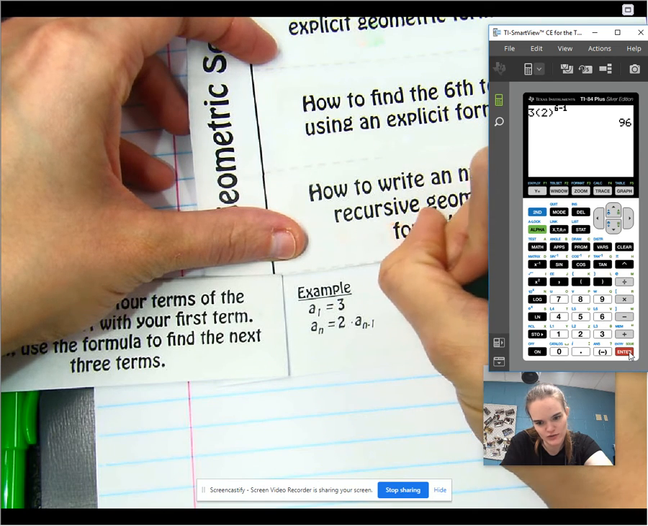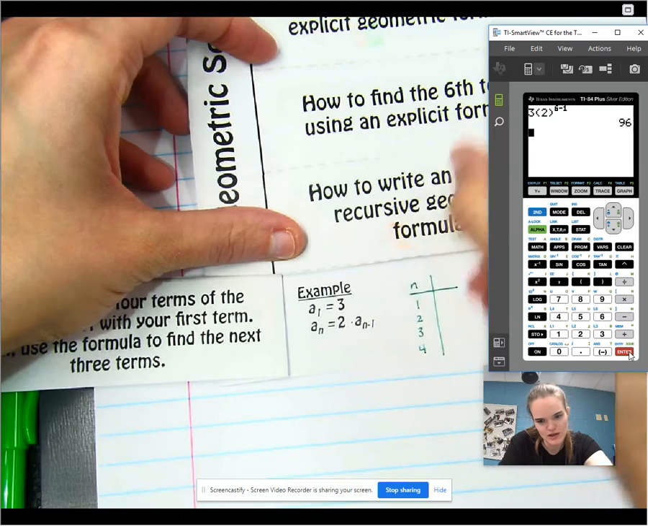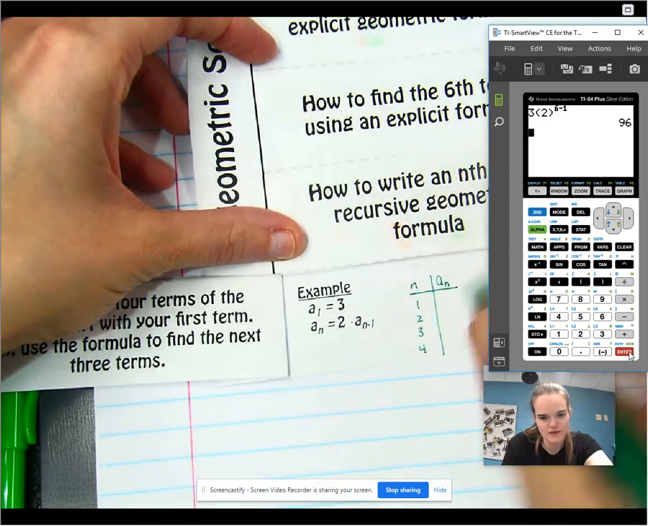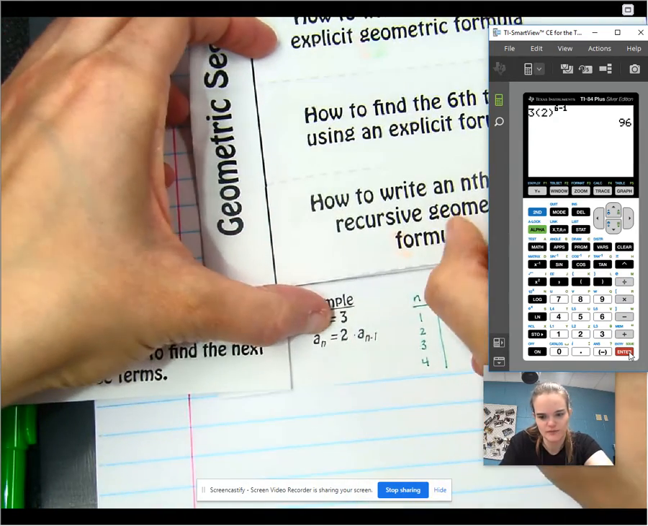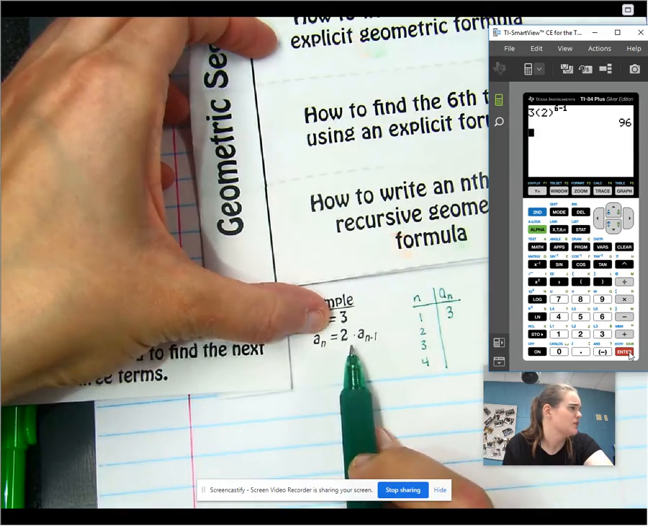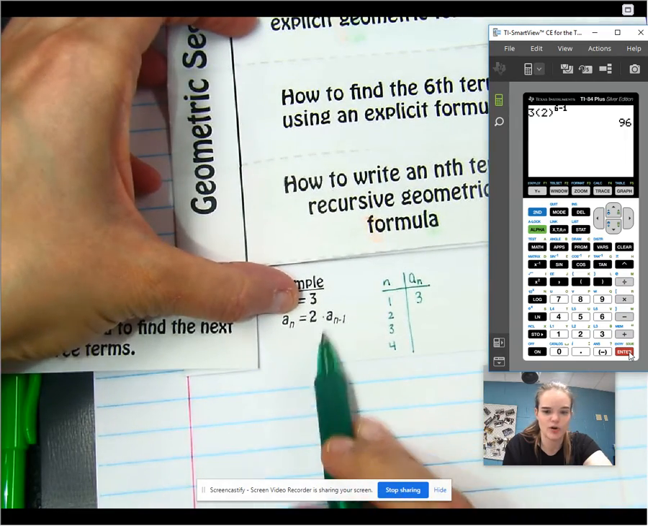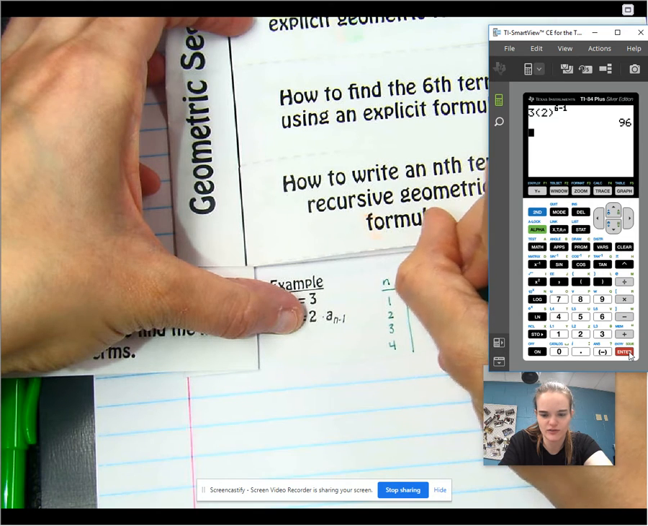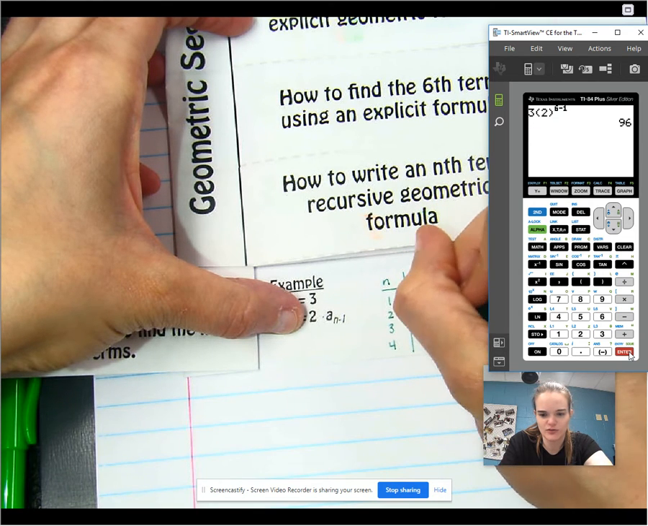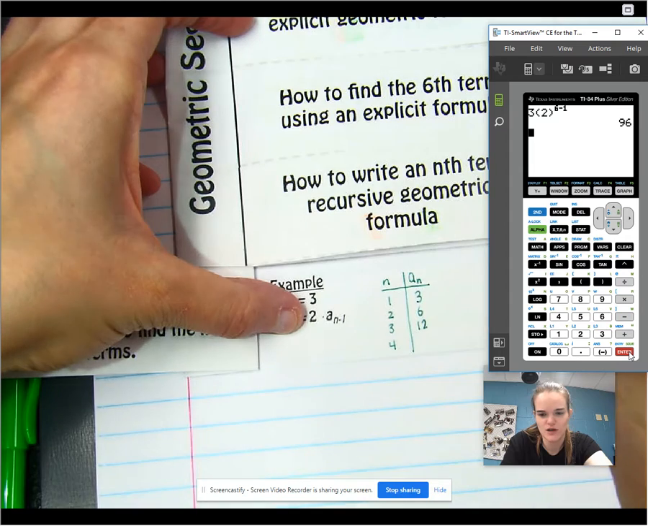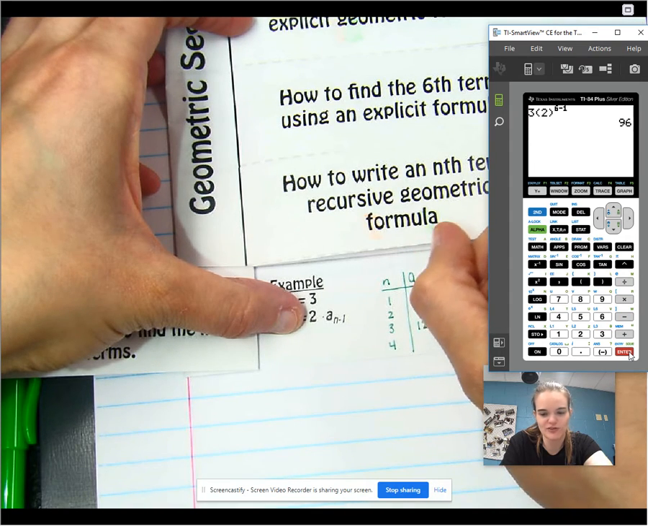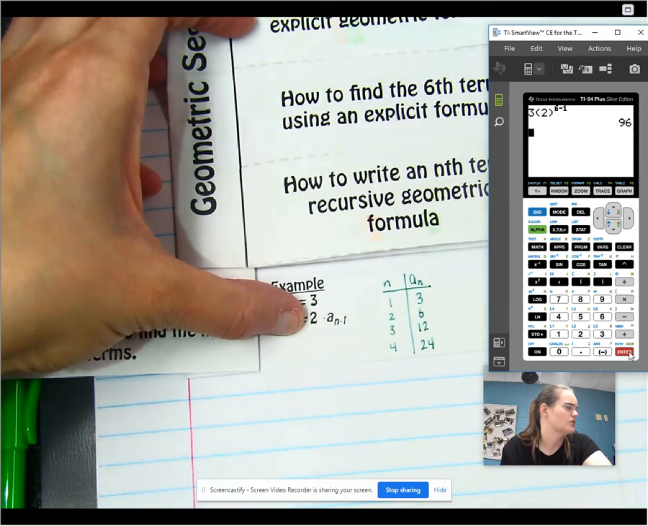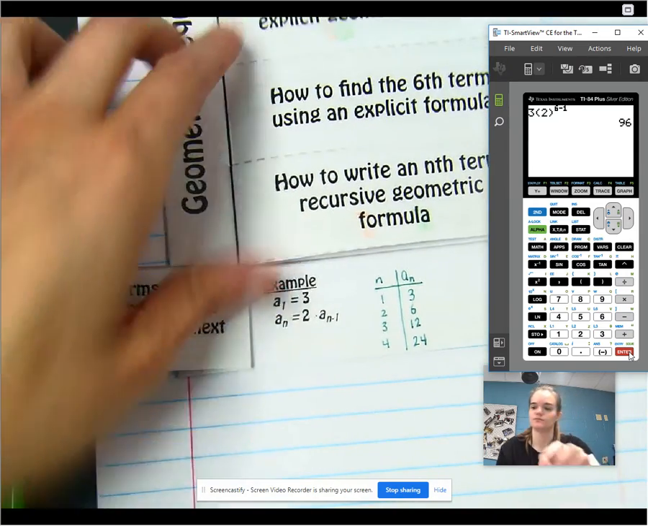We're going to do 1, 2, 3, 4, a sub n. The first term is 3. To find the one after 3, it says we multiply by 2. So 3 times 2 is 6. 6 times 2 is 12. 12 times 2 is 24. There are our first 4 terms.